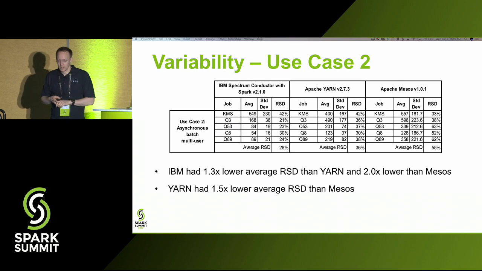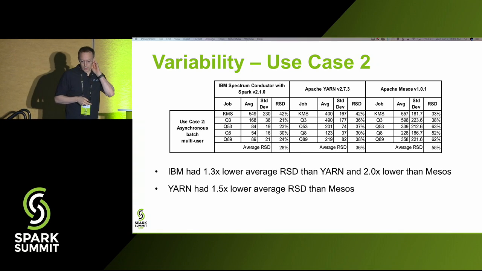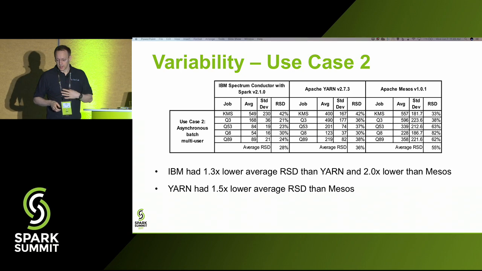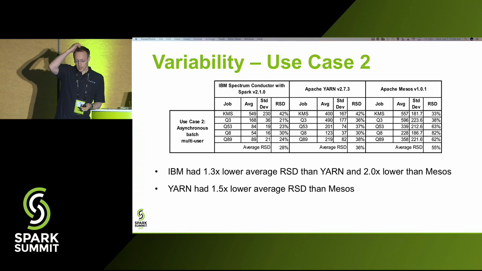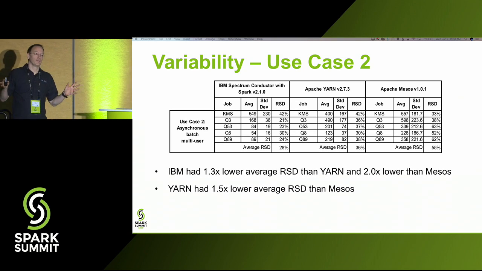In terms of variability, consistent with how it looked on the chart, the differences were smaller. The IBM was 28%, Yarn was 36%, and Mesos was 55%. So that comes out to about a 1.3x advantage in relative standard deviation of IBM versus Yarn, and 2x less than Mesos, and Yarn was about 50% lower in terms of relative standard deviation than Mesos. Okay, so that's batch only.